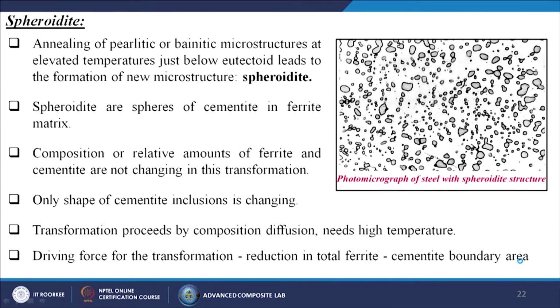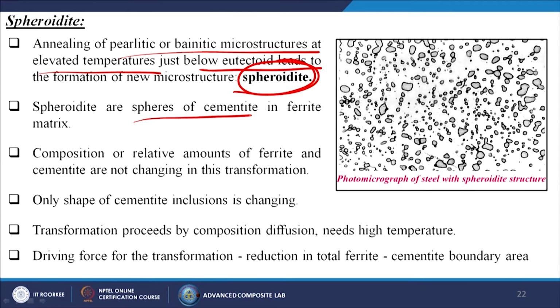Now, we are going to discuss the spheroidite. So, annealing of pearlite or bainite microstructures at elevated temperature just below the eutectoid leads to the formation of a new microstructure which is known as the spheroidite. Spheroidite are spheres of cementite in ferrite matrix. Composition or relative amounts of ferrite and cementite are not changing in these transformations. Only the shape of cementite inclusions is changing.